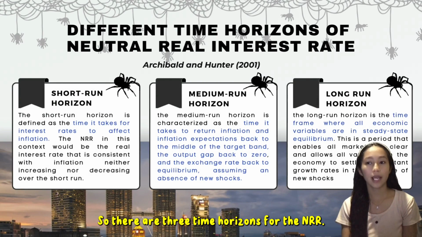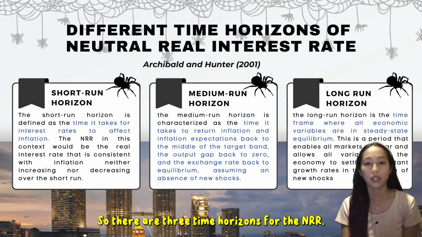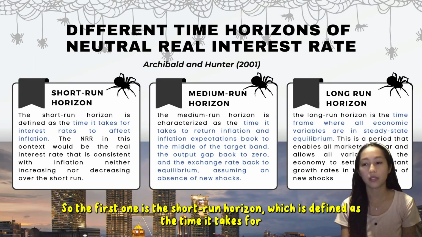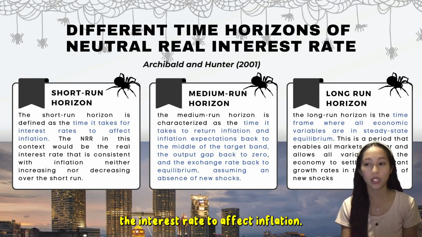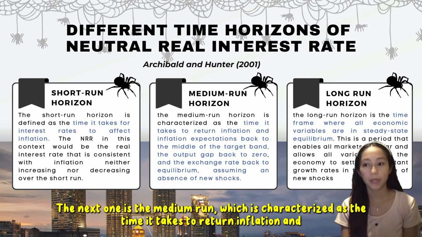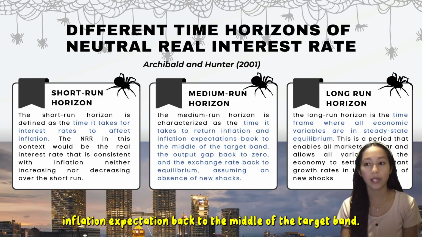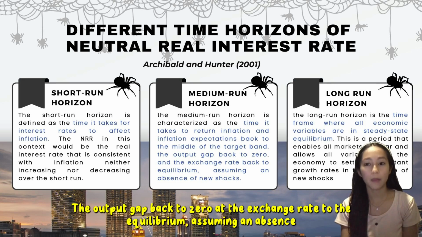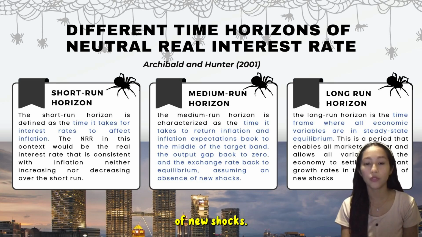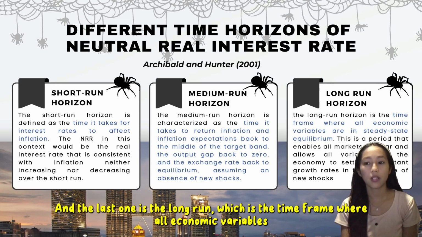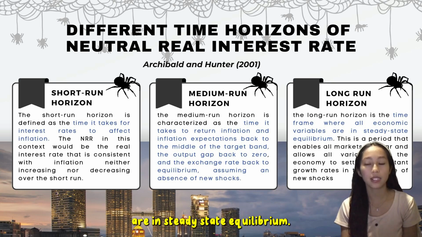So there are three time horizons for the NRR. The first one is the short-run horizon, which is defined as the time it takes for the interest rate to affect inflation. The next one is the medium run, which is characterized as the time it takes to return inflation and inflation expectation back to the middle of the target band, the output gap back to zero, and the exchange rate to the equilibrium, assuming an absence of new shocks. And the last one is the long run, which is the time frame where all economic variables are in steady state equilibrium.